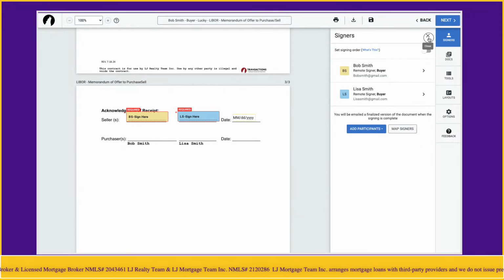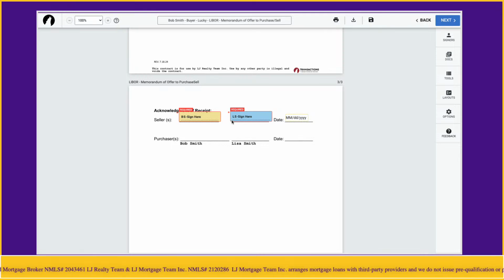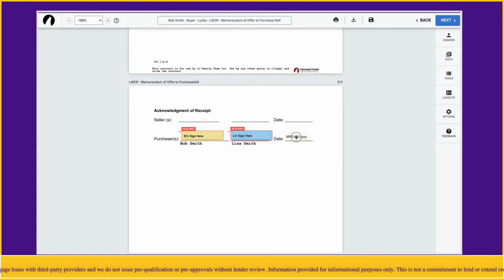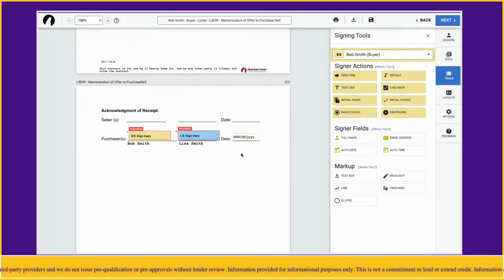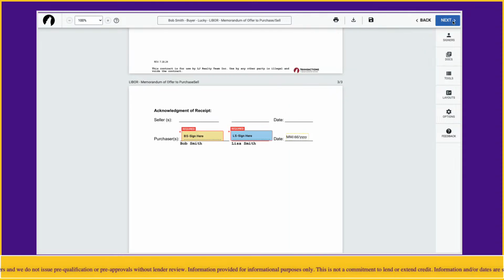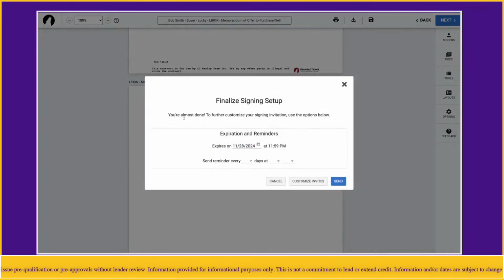Note what the system did. The system added both of them, but it added them under seller's side. We know they're not the sellers, they're the buyers. So we need to drag Bob Smith and then Lisa Smith to the buyer section, the purchaser. How about the date? The date is showing up there. You want to bring that down as well. Now, once we are ready, we want to click on next. It says finalize signing, send.